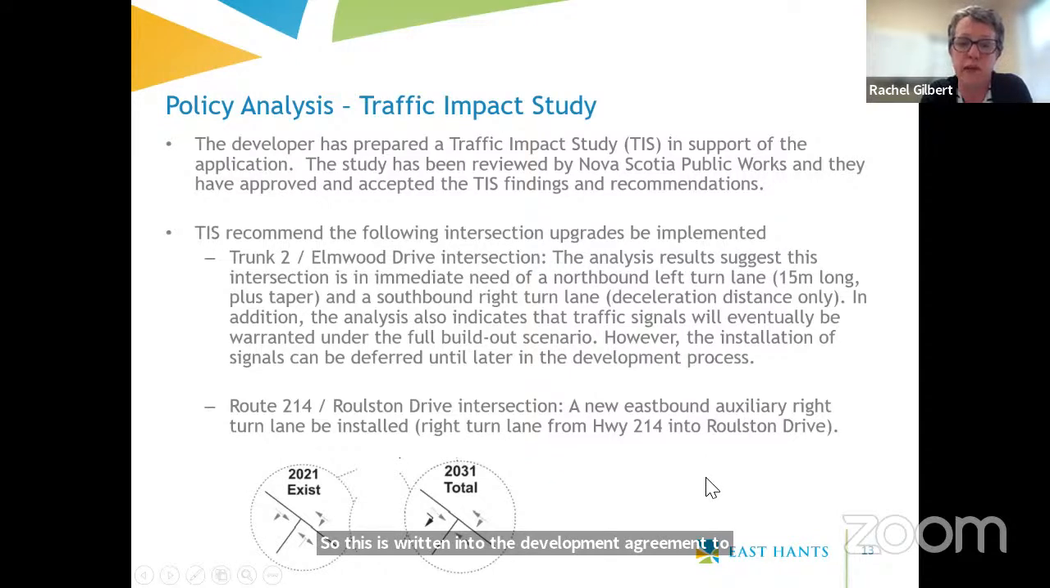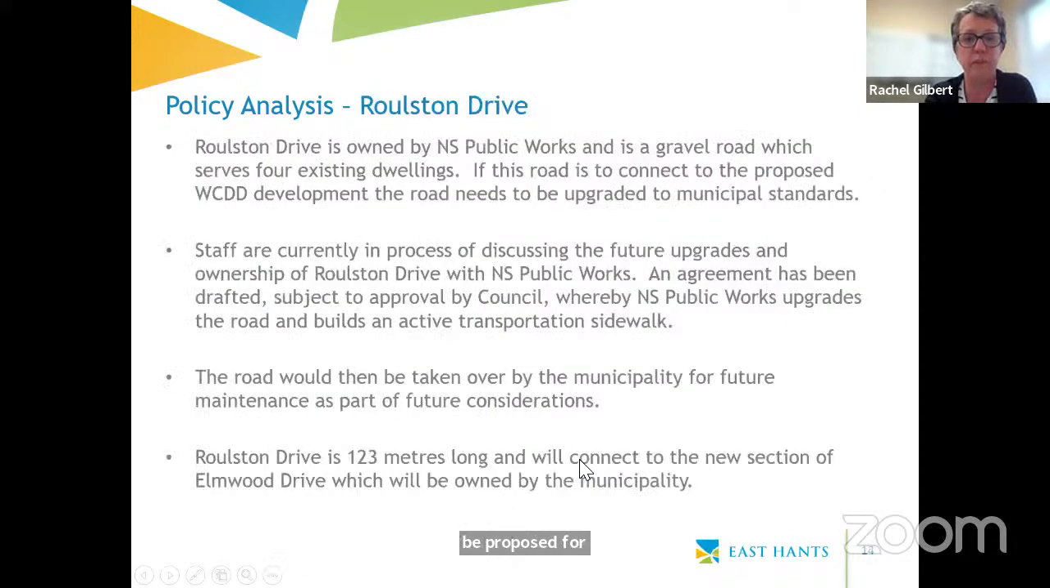At Route 214 and Ralston Drive, a new eastbound auxiliary right turn lane will be installed. And just so you can visualize what that looks like, you would be coming down Highway 214 from Sobeys, and there'll be a right auxiliary turn lane just here, and that's the intersection improvement that will be proposed for the Ralston Drive Highway 214 intersection.